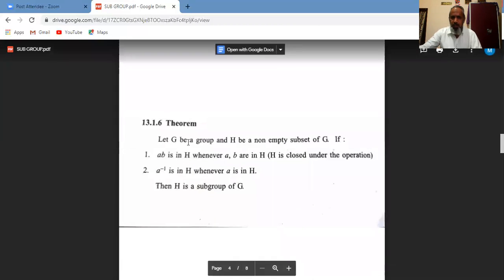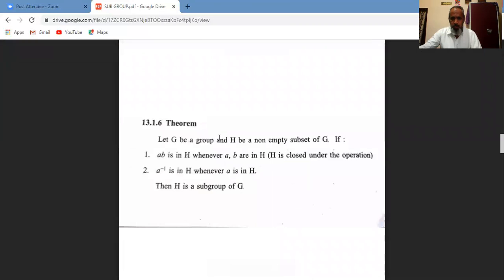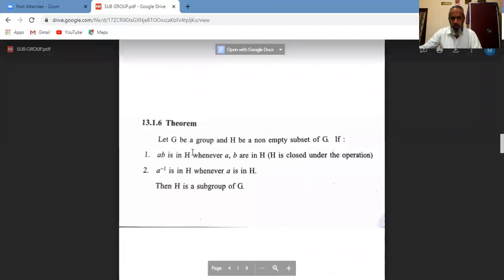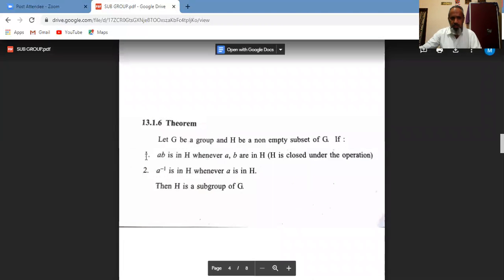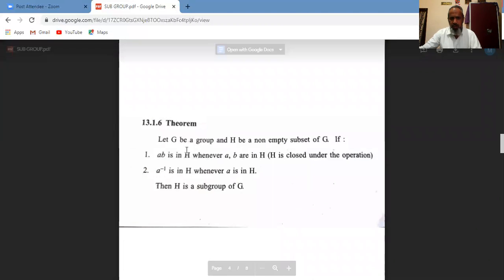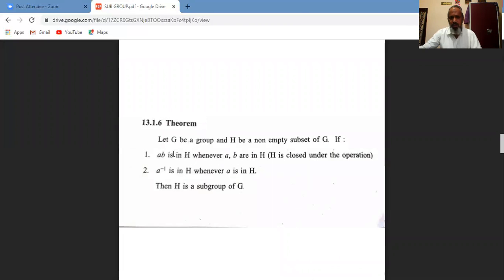Now another theorem is: let G be a group and H be a non-empty subset of G. If AB is in H whenever A, B belong to H, then H is closed under the operation. So when A, B belong to H, A into B belongs to H, then this is nothing but the closure axiom. In H, the closure property is satisfied.